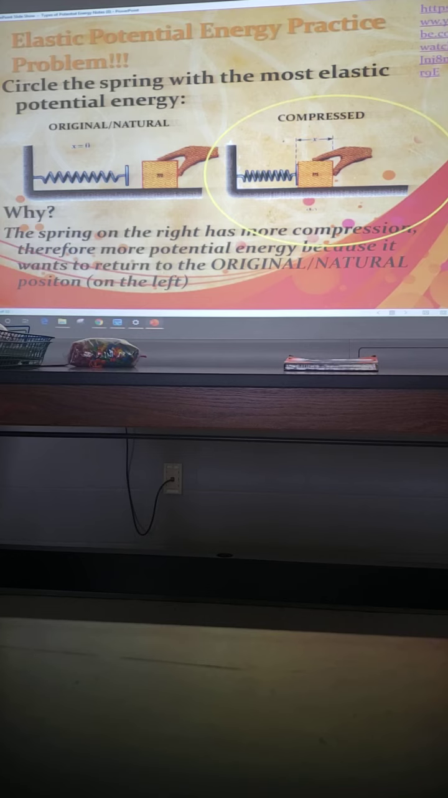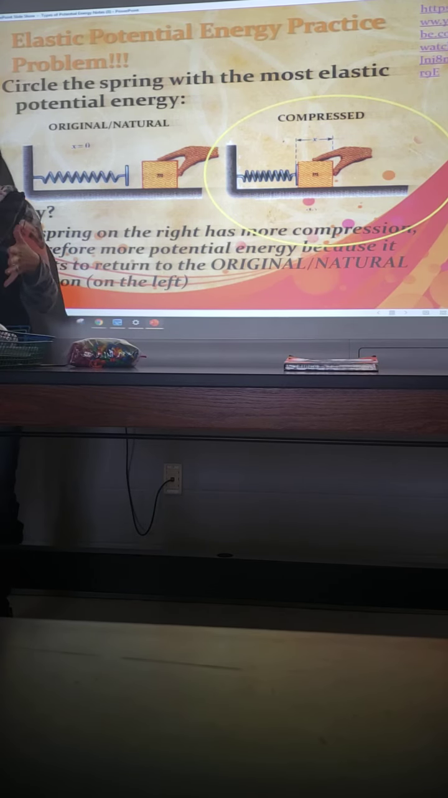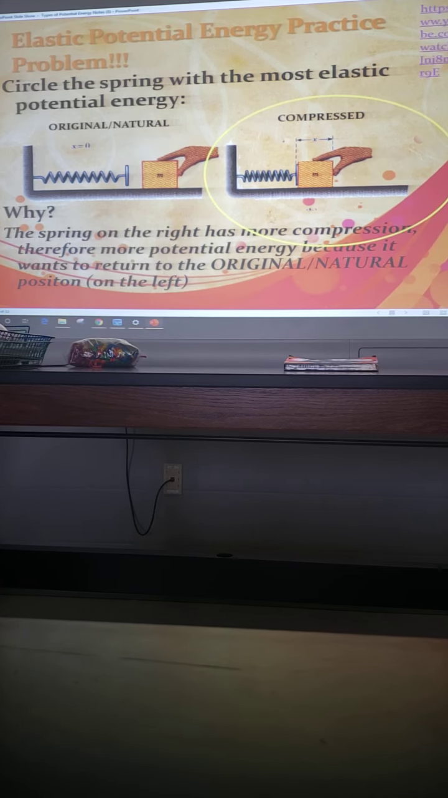Okay, so the spring on the right has more compression, therefore more potential energy to spring back to get to the original. It's all about what's the original, what's the change. If it's changed, the more it's changed, the more it wants to get back to normal. Good? I suppose. You suppose? I guess.